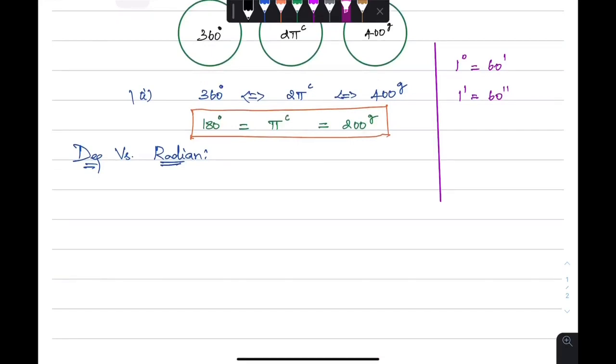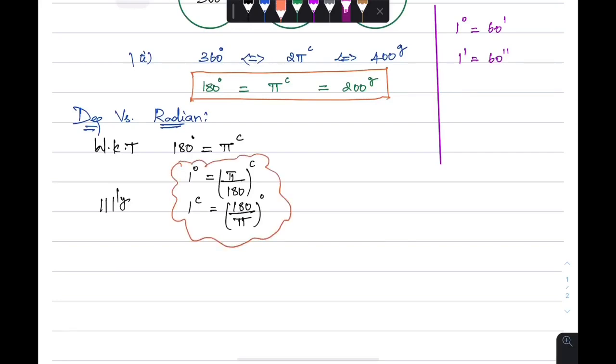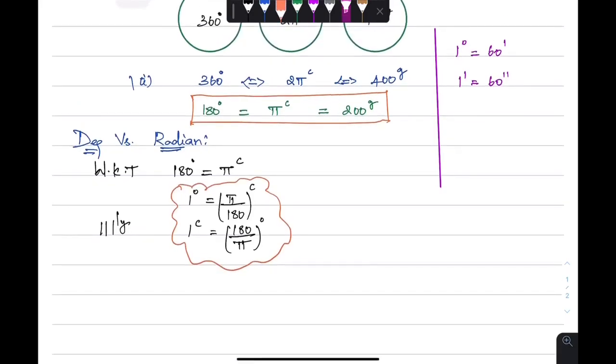We know that 180 degree is equal to pi radians. So what will be 1 degree? Exactly, pi by 180 radian. Similarly, I can say 1 radian is equal to 180 by pi degree. This is very important, children. This conversion is going to help us solve problems, so make a note of it.